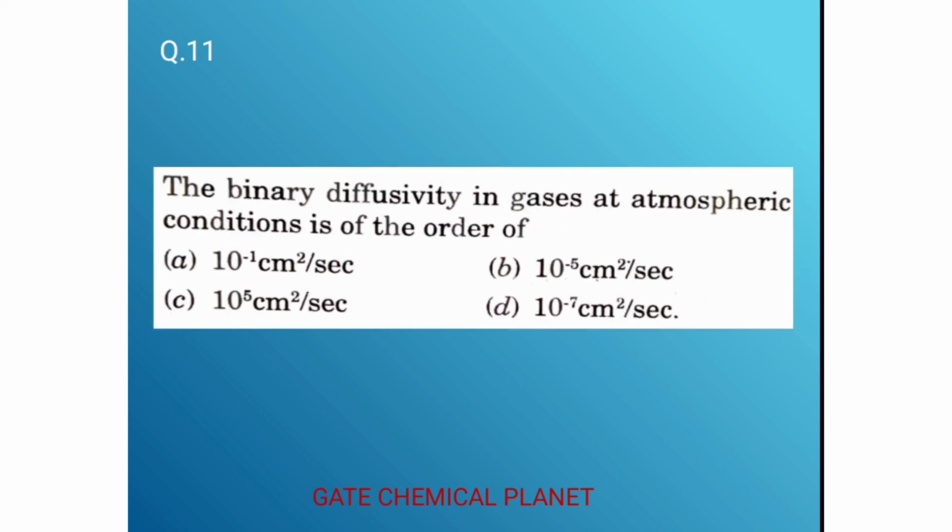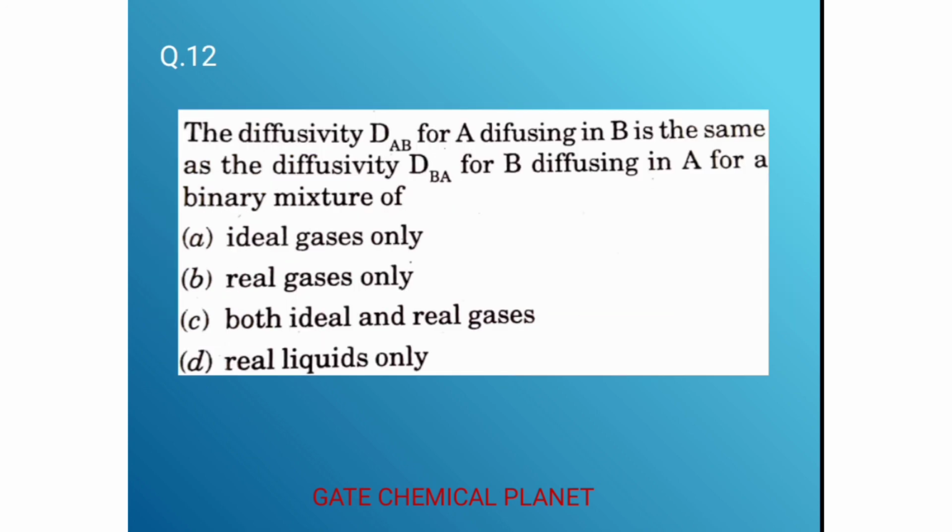The binary diffusivity in gases at atmospheric condition is of the order of 10 to the power minus 1 centimeter square per second, 10 to the power minus 5 centimeter square per second, or 10 to the power 5 centimeter square per second, or D option is 10 to the power minus 7 centimeter square per second. So the correct option is the option A, 10 to the power minus 1 centimeter square per second. Okay, so now move on to question number 12.